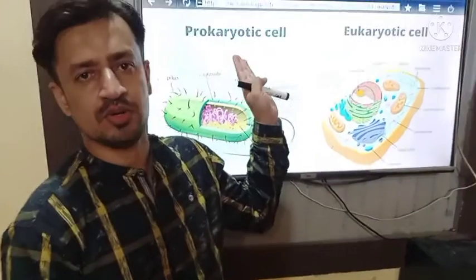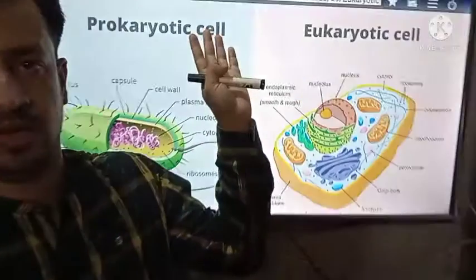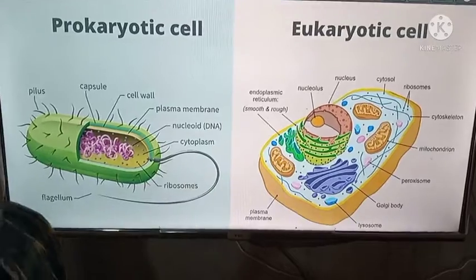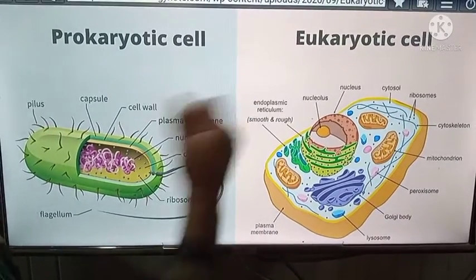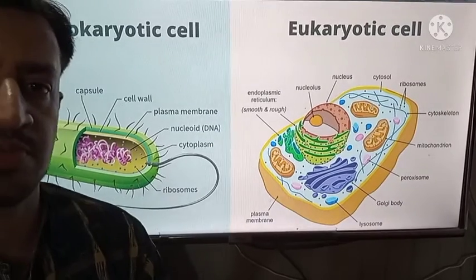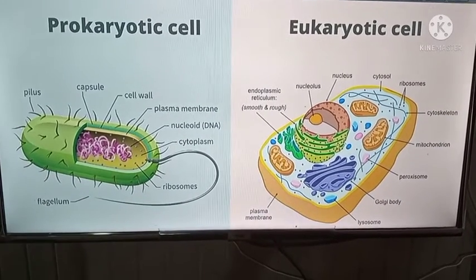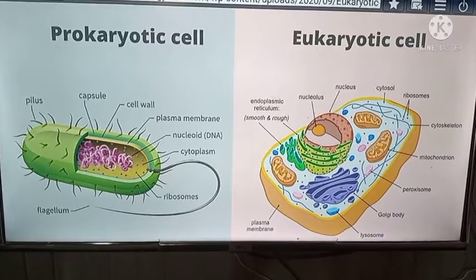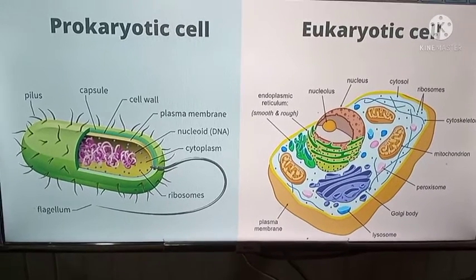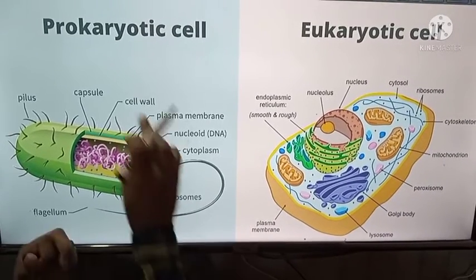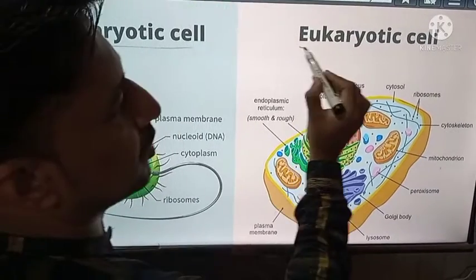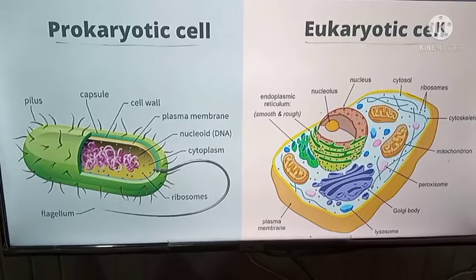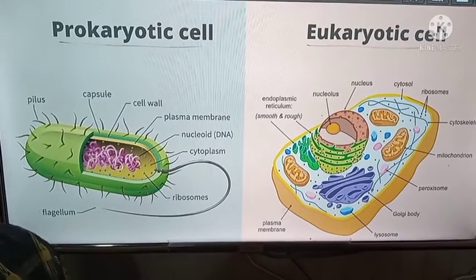Respected students, today we discuss the difference between prokaryotic and eukaryotic cells. We all know that on our earth, all kinds of species have either prokaryotic cells or eukaryotic cells. So there are a lot of differences between these two cells. According to this diagram, we have two different kinds of cells. One is the prokaryotic cell, look at that. The other is the eukaryotic cell.